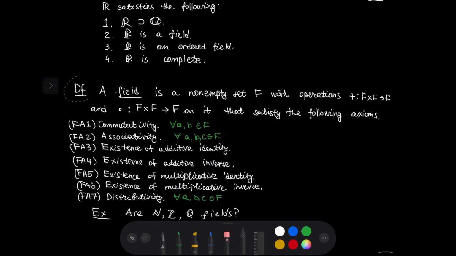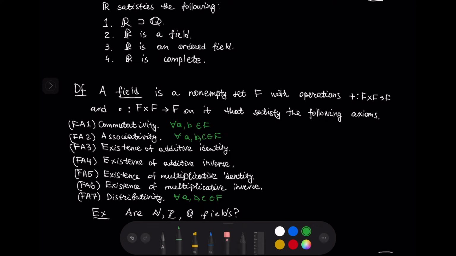So DF stands for definition. A field is a non-empty set F with operations plus and multiplication on it that satisfy the following axioms. So there are 7 axioms of a field. We denote them by field axiom 1, field axiom 2, and so on, field axiom 7.